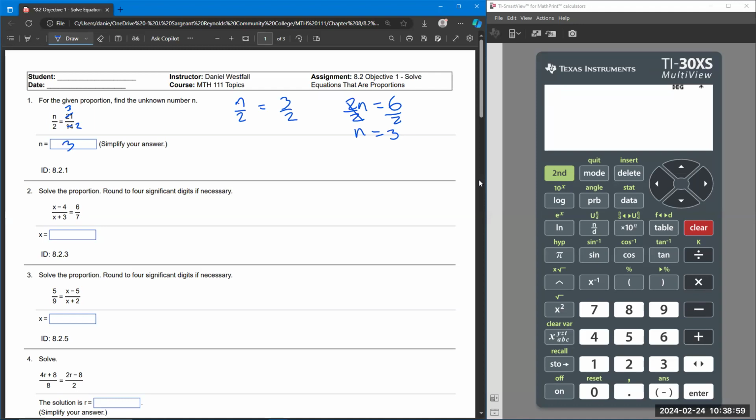We can have variables in multiple places in our proportion here. So let's go ahead and cross multiply here. That 7 times x minus 4 is going to be 6 times x plus 3. We're going to use our distributive property. 7x minus 28 is equal to 6x plus 18. And then we're going to subtract 6x from both sides and add 28 to both sides. That's going to give me x equals 46.